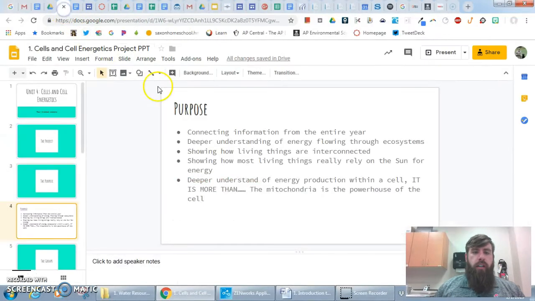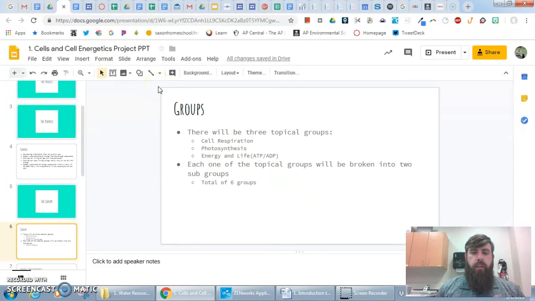Now what you need is the groups. So the groups, here's the thing. We have 3 topical groups. That means we have cell respiration, photosynthesis, and cell energy and life, ATP, ADP. And then within each group, you are going to have 2 smaller groups so that you don't have one large group working together. You have 2 smaller groups working to identify.